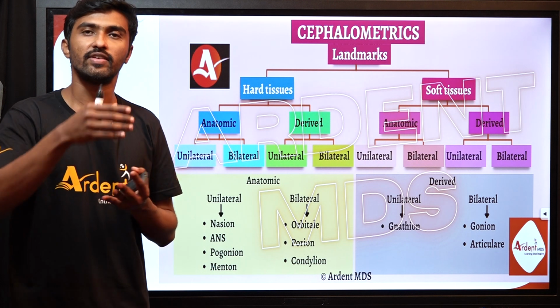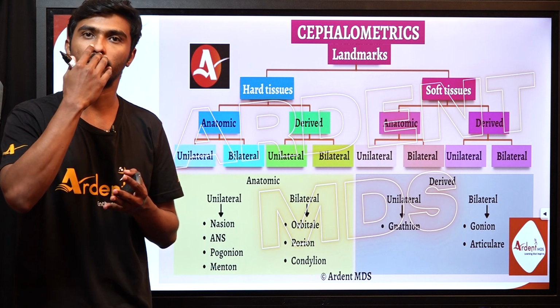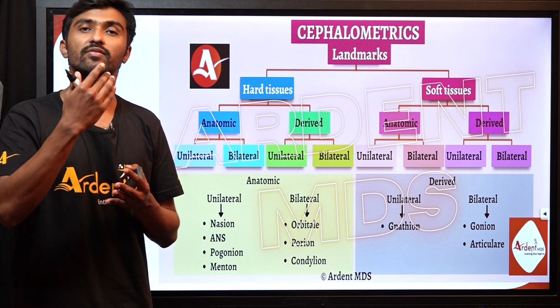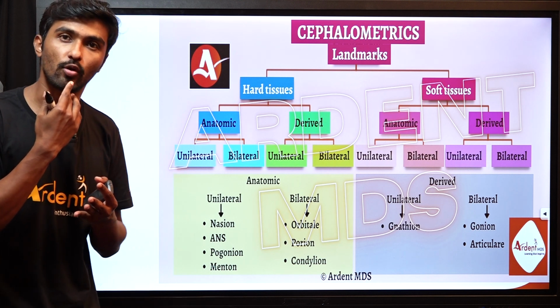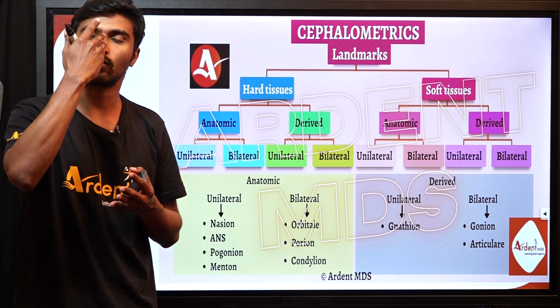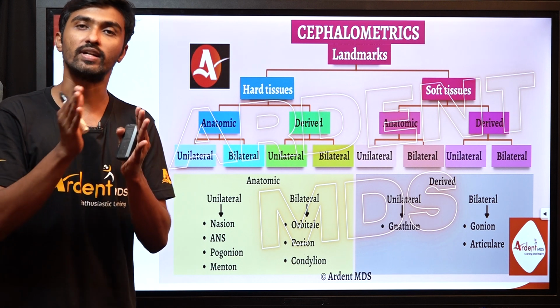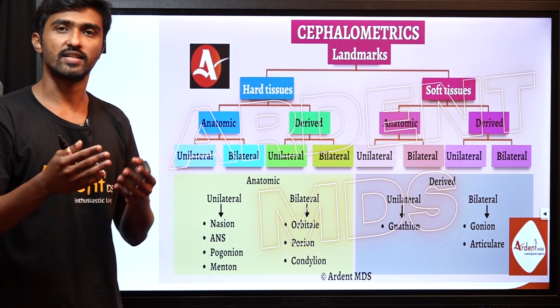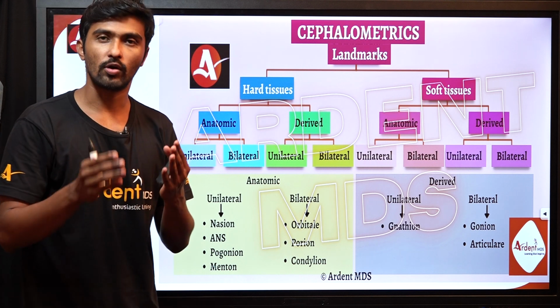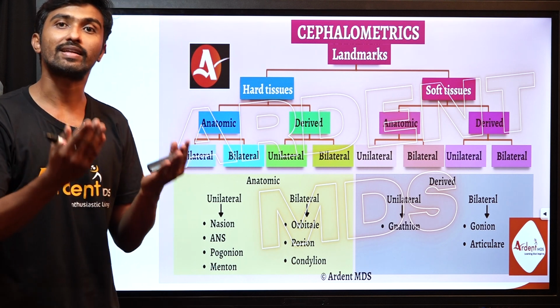For example, we have nasion, point A, point B, and pogonion. All these landmarks are present over the midline and they are unilateral. Whereas landmarks such as orbitale, porion, gonion, and condylion are bilateral landmarks.